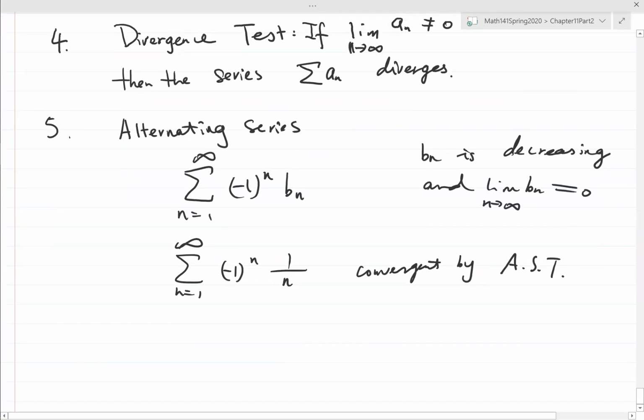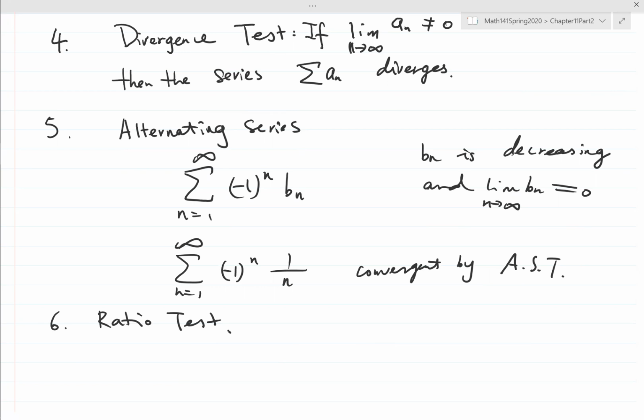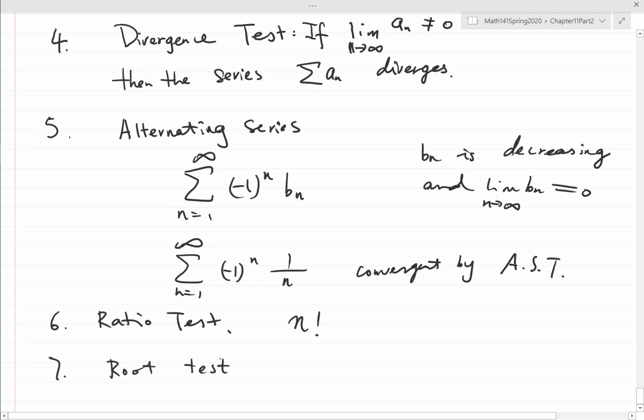And we have the root test and ratio test. The ratio test often applies when you have complicated multiplication, for instance n factorial. When there's a lot of multiplication, you use the ratio to cancel the multiplication. And then we have the root test. When you have some powers, usually we use the root to cancel the powers.